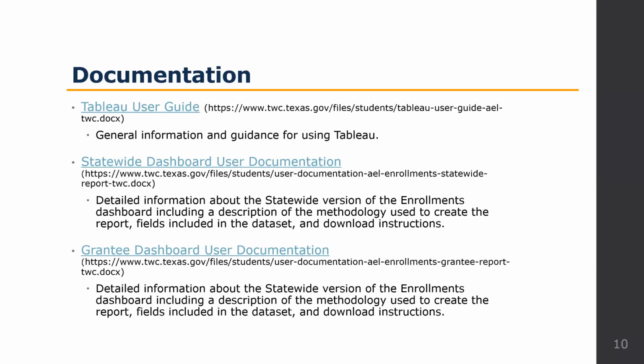We then have documentation for both the statewide and the grantee dashboards. This is much more detailed. The document itself is 40 pages, but don't be intimidated by that. A lot of that is taken up by a data dictionary. So if you want more details about what is this column, where does it come from, and information about that, it's available in this documentation.